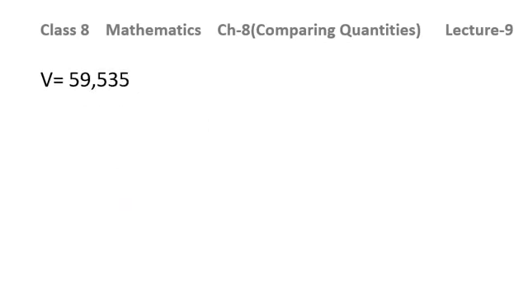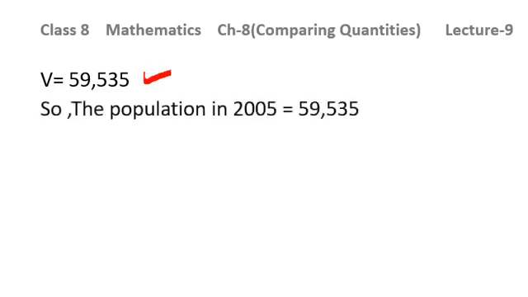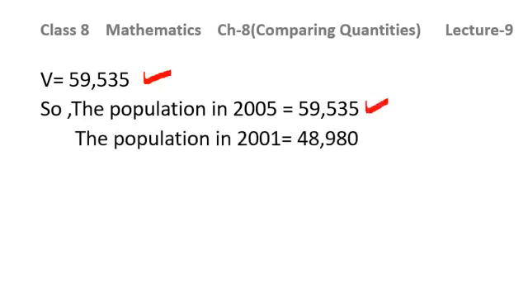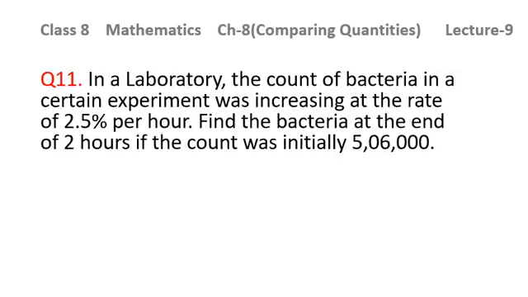And after solving, you will be getting the value of V, that is the population in 2005 will be 59,535. So the population in 2005 is 59,535. In 2001 it is 48,980.